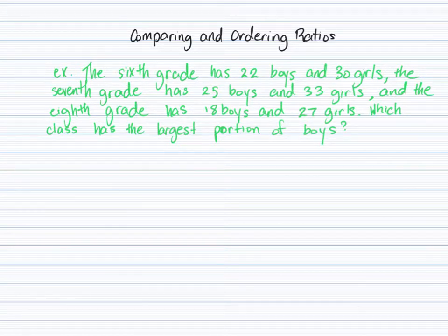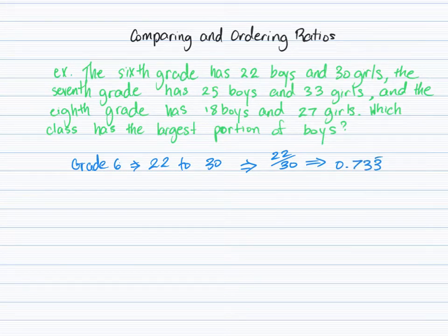All right, so it's not very hard at all. All we have to do is make a fraction for each one. So for grade 6, we have 22 boys and 30 girls. So 22 to 30, which we can write as a fraction. Now remember that this is not 22 out of 30, it's 22 to 30. And we can convert that to a decimal by dividing. So remember that the fraction 22 over 30 really means 22 divided by 30. So when we compare the boys to girls in the 6th grade, we get that number when we divide.